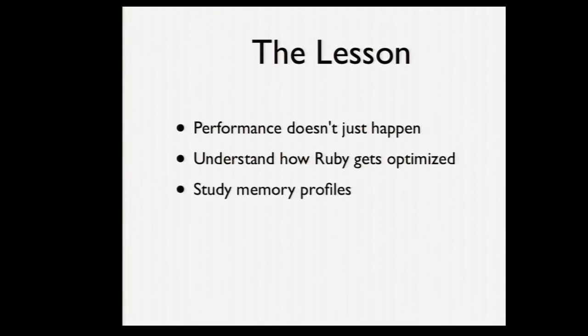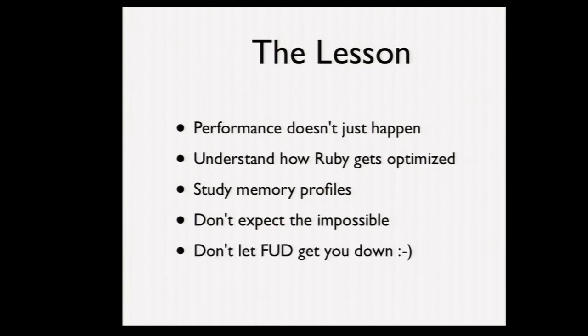Study memory profiles so you know where all this excess allocation is happening and so that you can reduce it. And really, don't expect the impossible from the VM guys like me. There's only so much we can do, and by understanding how Ruby code optimizes and the cost of allocating these objects, you're going to get better results. And ultimately, don't let the FUD about Ruby being slow get you down. There's a lot of great work going on, and there's a lot that you can do in your own programs to make it easier for Ruby to be fast.